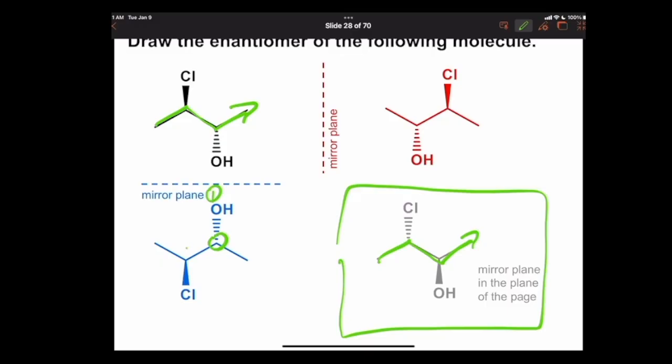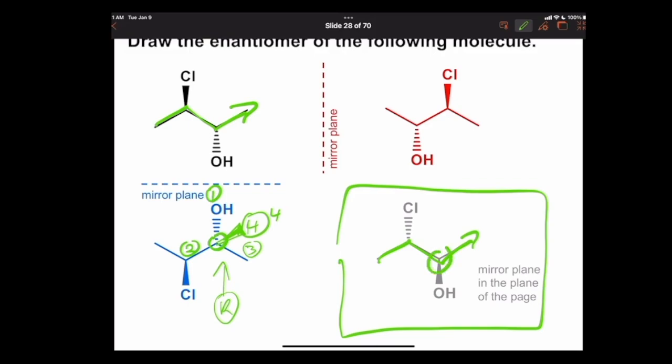1, 2, 3. Hydrogen is 4, right? The lowest priority group is towards you or away from you? Okay, so it's towards you. This looks like 1, 2, 3. It looks like it's rotating that way, right? So what is this, R or S? It looks like it's an S, right? But the lowest is towards you, so it's actually an R center. So this is an R center at the oxygen.